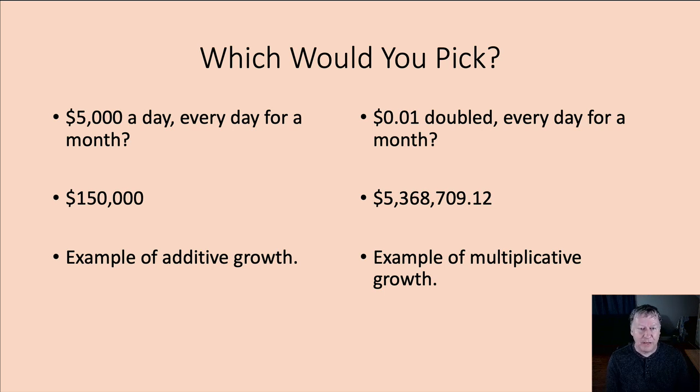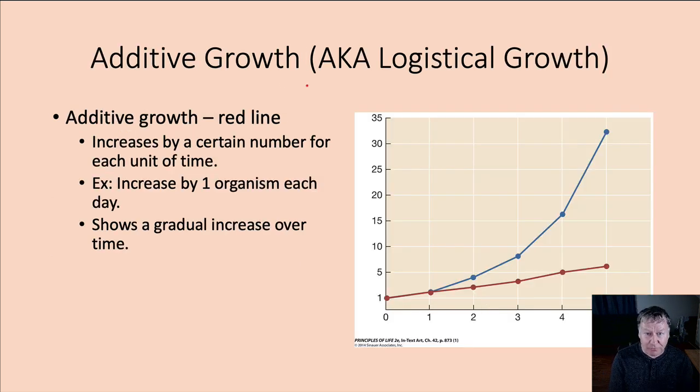The first type is what we call additive growth. Additive growth will result in the same amount being added each day. The other type is called multiplicative growth, or you might know it as exponential growth. So let's take a look and compare these two. Additive growth, sometimes called logistical growth, is the red line on this graph. You can see it's going gradually along here at a given rate. Additive growth increases by a certain number of units each time.